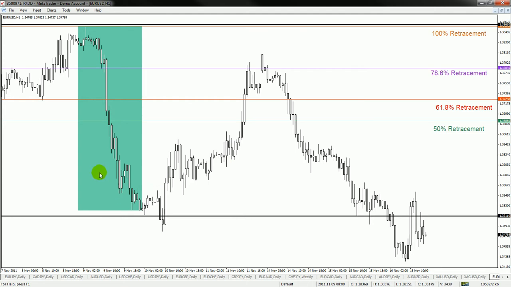This was the bearish big shadow. This was the first day here. Then this was the second day. It also retraced, right? All the way up to here, right here. So it went to 78.6 and it closed right here.